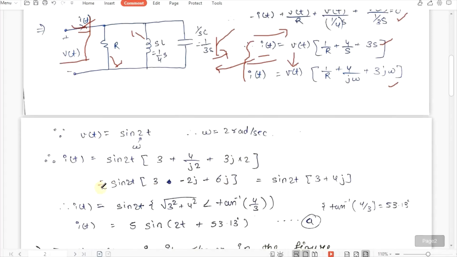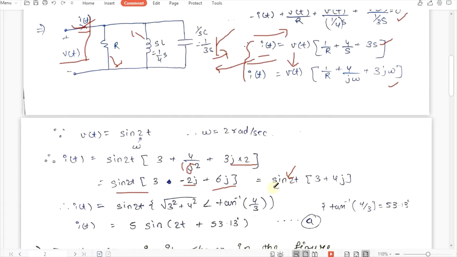Now you have it equal to sin 2t times (3 minus 2j). Here you can see if we take j into the numerator, we will get minus 4j by 2, so it will be minus 2j. Then here we will have 3j into 2 equals 6j. If we simplify it, we will get sin 2t multiplied by (3 plus 4j). Note one thing here, I'm not doing anything with the input. I'm keeping it as it is.